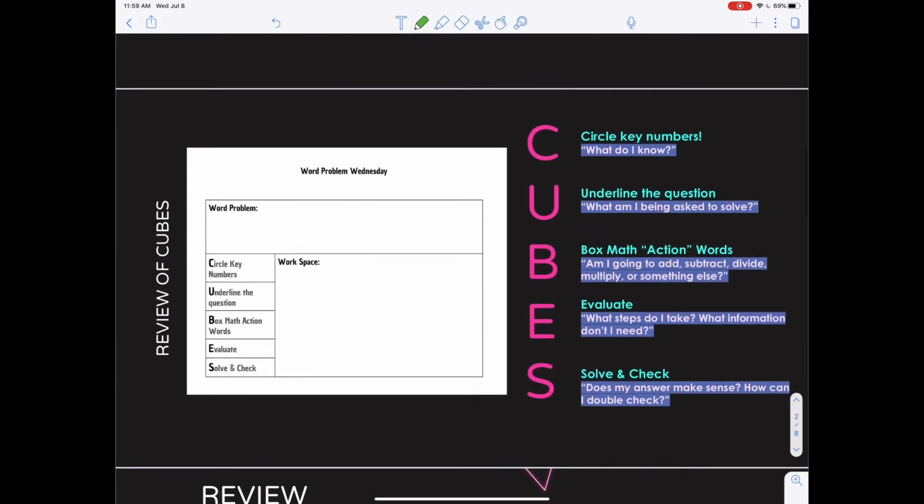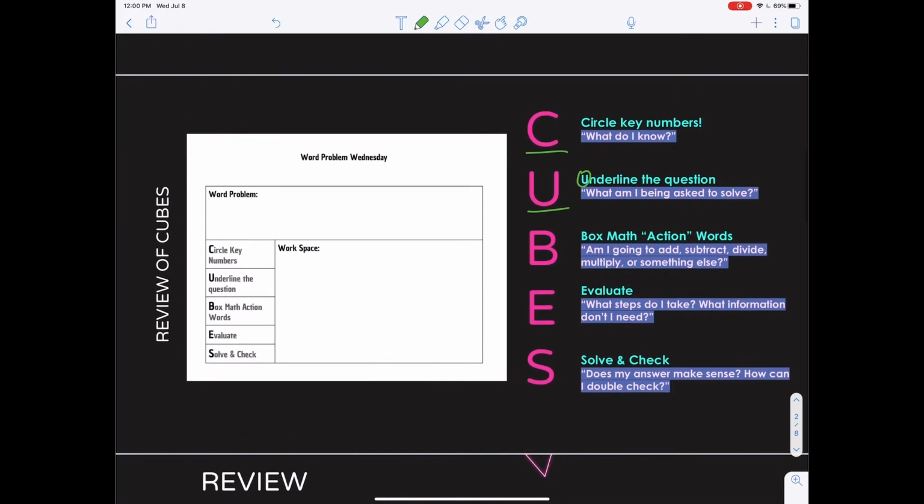The first thing I wanted to do, just because you guys haven't been reminded of it in a bit, is go over CUBES one more time. C means we need to circle key numbers. A question you can ask yourself is, what do I know? U is to underline the question. So what am I being asked to solve? For B, it is box math action words. So am I going to add, subtract, divide, multiply, or something else?